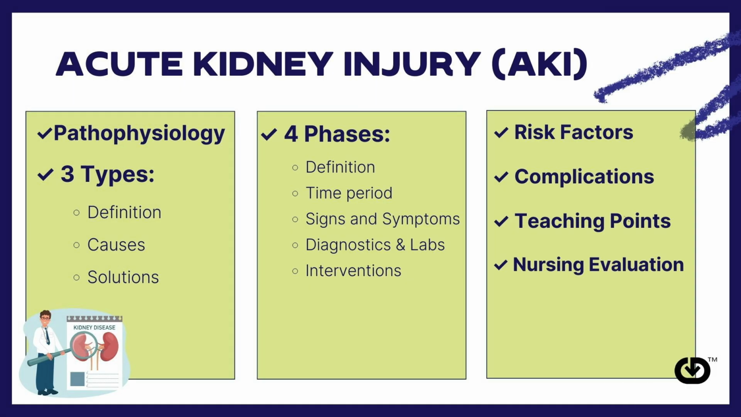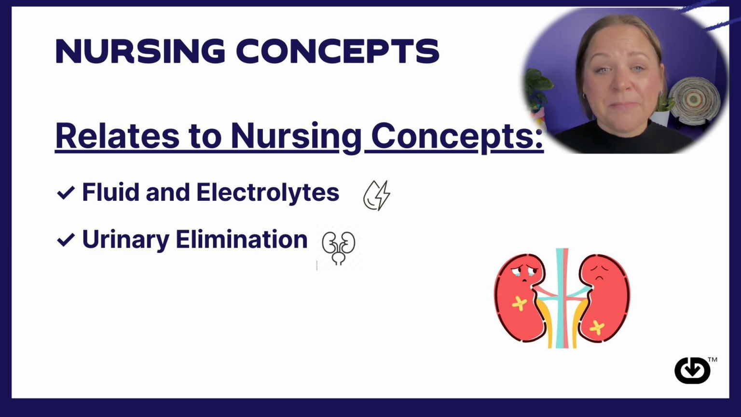Today's video, these are the things we're going to accomplish. We're going to talk about the pathophysiology, what's going wrong in the body during an acute kidney injury. We'll describe the three types of kidney injuries, the definition, the causes, as well as the solutions. We'll talk about the 4 phases of acute kidney injury and how we manage each of those phases. And then finally, we'll talk about risk factors, complications, teaching points, and how we evaluate whether a patient is getting better or getting worse.